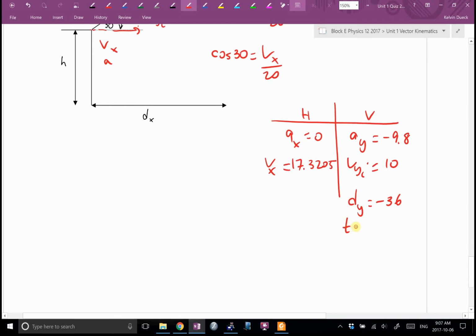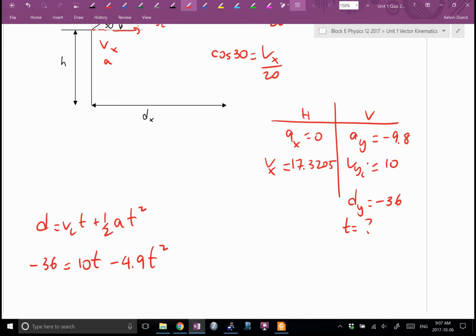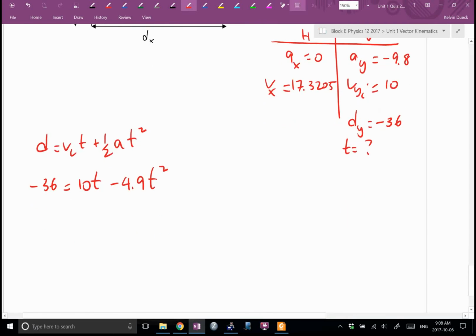I'm going to find time vertically. I'm going to go d equals Vit plus a half at squared. I'm going to go negative 36 equals 10t minus 4.9t squared. By the way, I'm going to do the quadratic method. If you did finding velocity, I'll show you how I'll give part marks, but we should get the same answer. 4.9t squared minus 10t minus 36 equals 0.